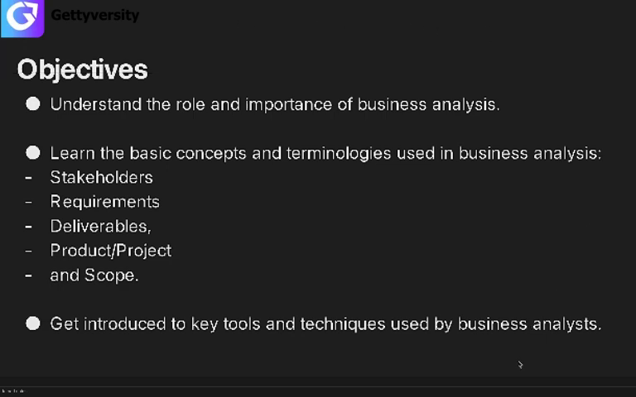We are going to understand the role and importance of business analysis in a business. We are also going to learn the basic concepts and terminologies used in business analysis, which are stakeholders, requirements, deliverables, product or project, and the scope of a business. And we also get to know about the tools used by business analysts.